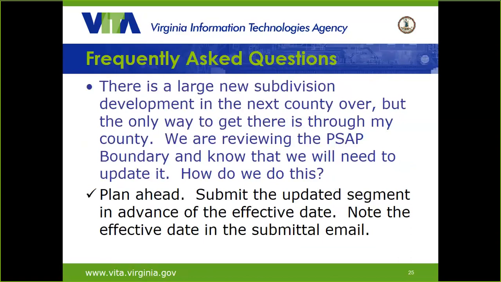There's a new subdivision development in the next county over, but the only way to get there is through my county. We're reviewing the PSAP boundary and know that we will need to update it. How do we do this? We recommend planning ahead. As soon as you know that you have that potential issue, get together, look at the plans, figure out where that PSAP boundary segment may change, update that segment following the process, and email that in, noting the effective date in the submittal email.